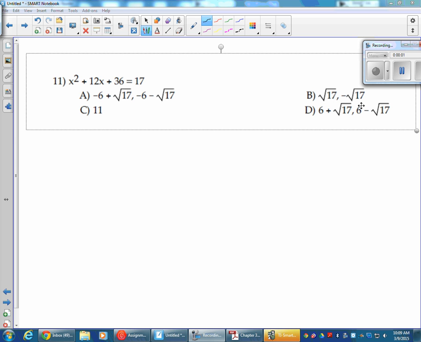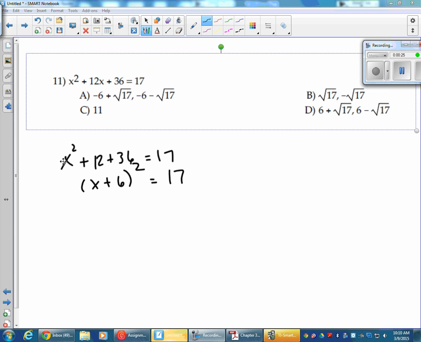Alright, picking up on your review on number 11, you're just told to solve this problem. They don't really tell you how to solve it, so it doesn't matter what method you use, but I do know if I'm going to solve this, it's all got to be set equal to 0. Actually, it doesn't. Now that I look at it, this is a perfect square. This is x plus 6 squared equals 17. I can do it by completing the square.